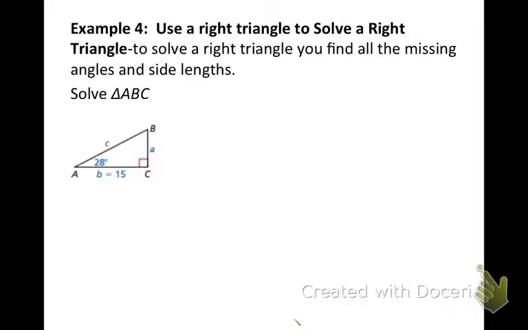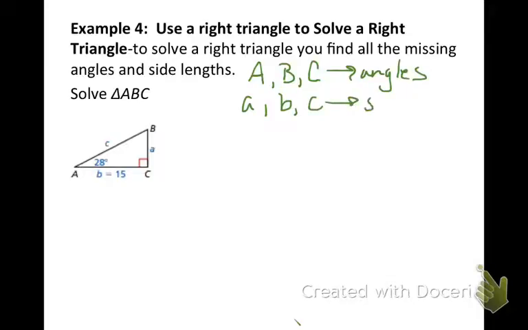So a couple things about how right triangle problems are created. A, B, and C are used to label the triangle. Capital A, B, and C are used for the angles. Lowercase a, b, and c are used to label the sides.